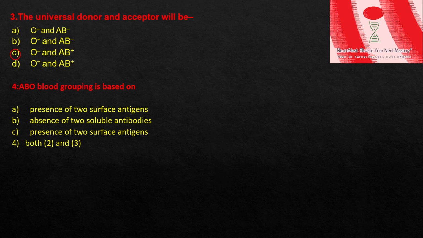Now, the fourth question: ABO blood grouping is based on presence of two surface antigens, absence of two soluble antibodies, presence of two surface antigens. If you remember the previous discussion regarding ABO blood grouping, there are two answers: absence of two soluble antibodies and presence of two surface antigens. Antigen is present on the RBC surface, whereas antibodies are present in plasma. So the answer is both 2 and 3.